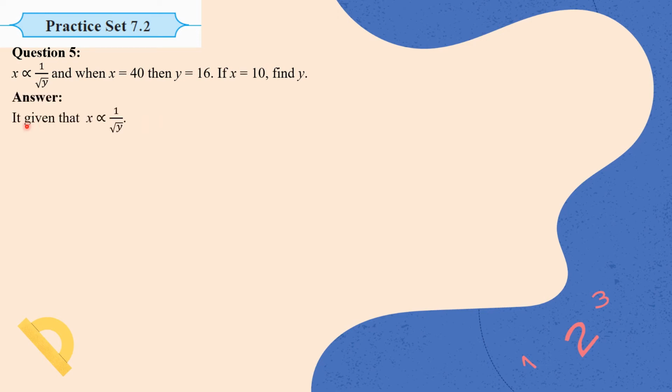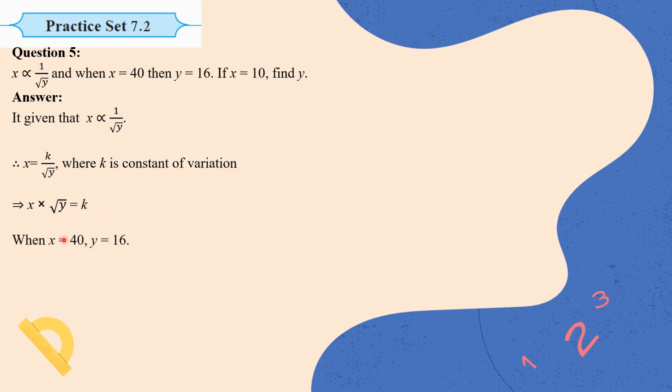It is given that x is inversely proportional to 1 upon root y. So this in the form of equation will be x is equal to k upon root y, where k is the constant of variation. If you take root y on the other side, you will have x into root y is equal to k. This will be your equation of variation.